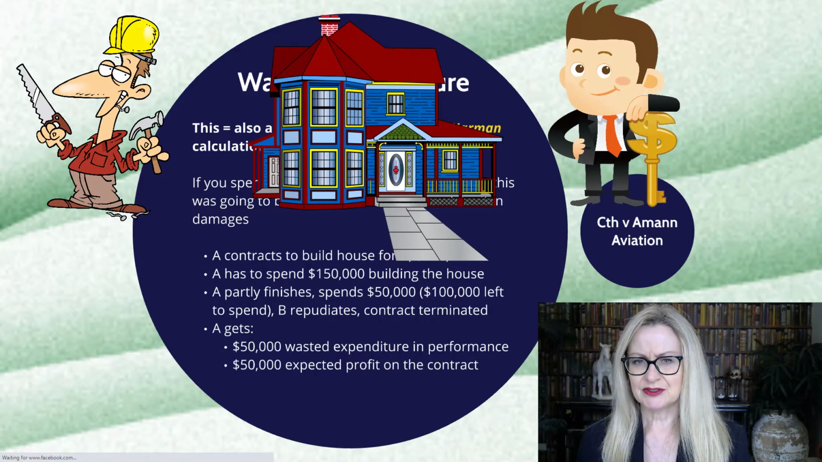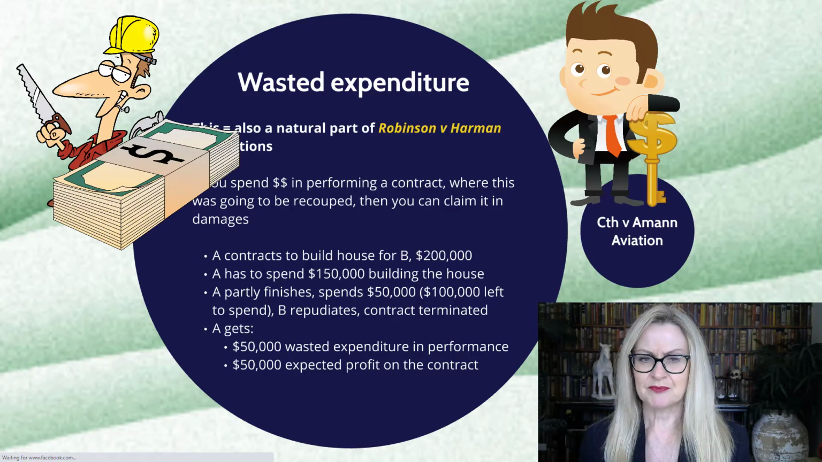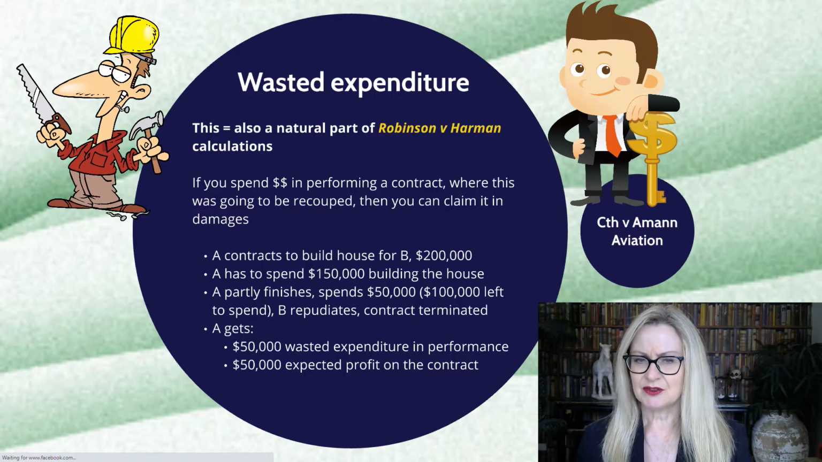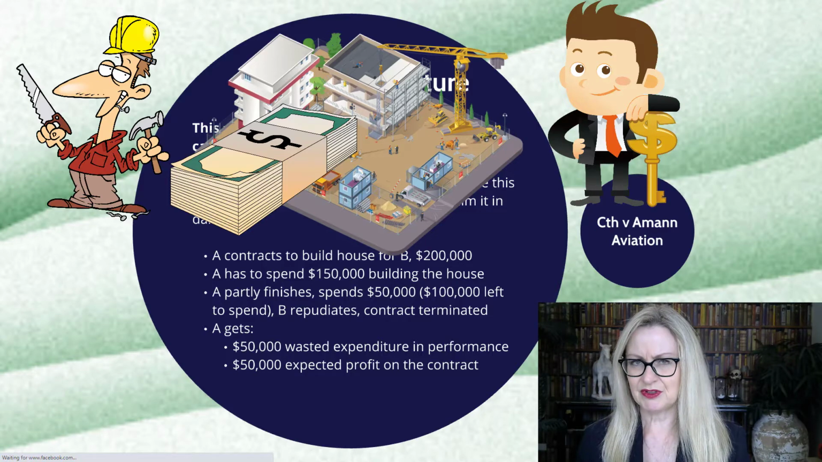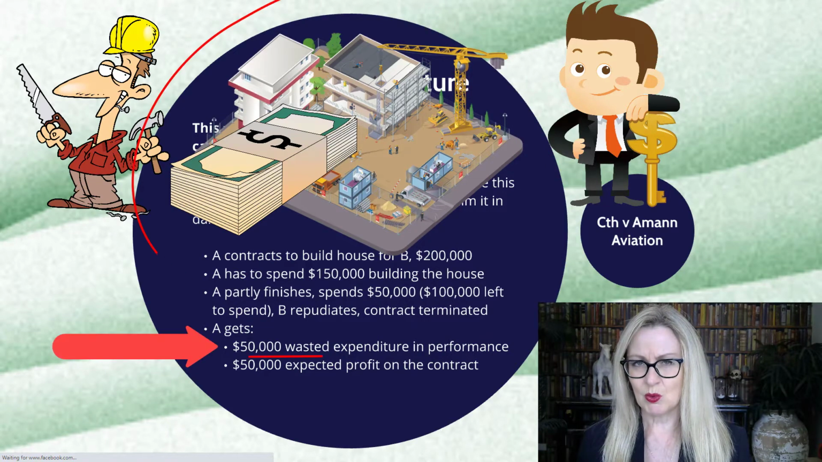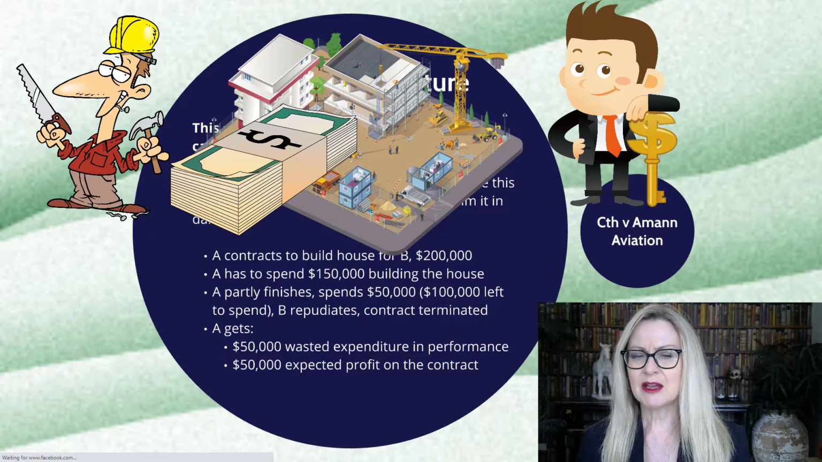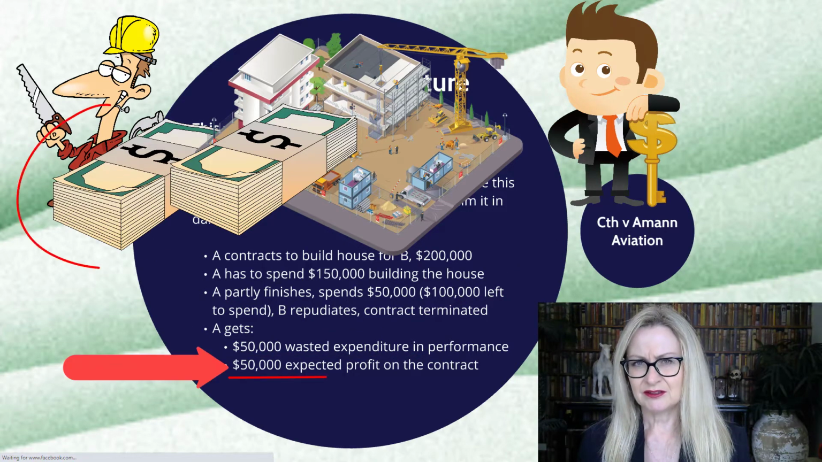A, the builder, has to spend $150,000 in actually building the house, so the anticipated profit will be $50,000. If partway into the contract, A has spent $50,000 on materials and then B repudiates and says, sorry, I don't want this house anymore, and the contract is terminated, A, the builder, will get their $50,000 wasted expenditure that they've already paid out in materials for the house, and they will also get their $50,000 expected profit on the contract.